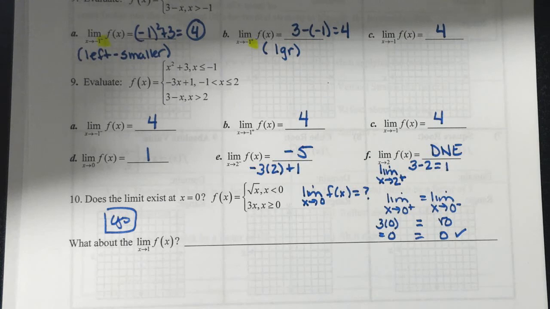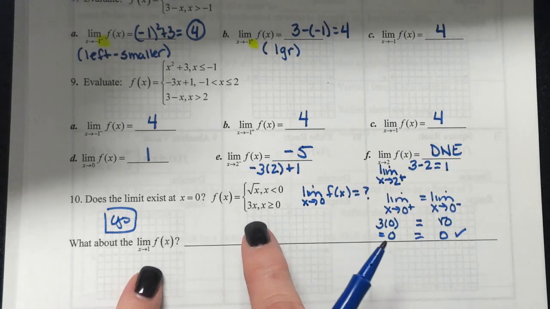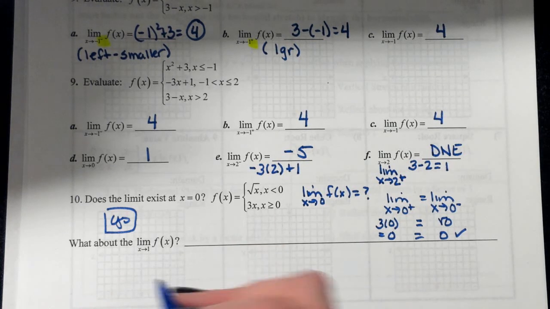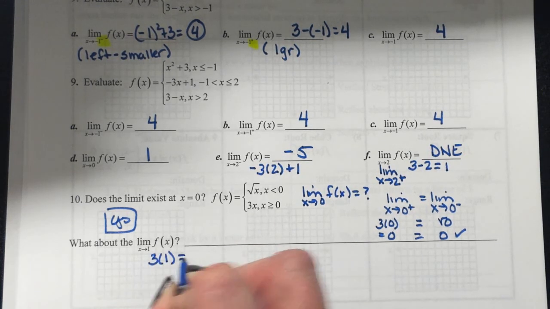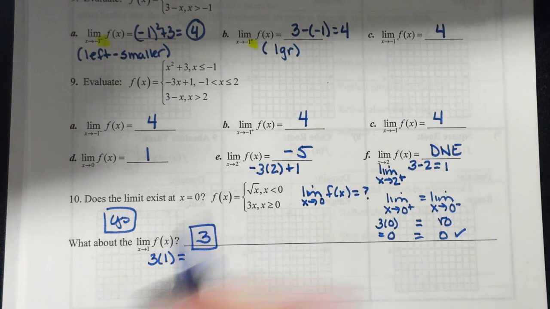What about the limit as x approaches 1? Well, first of all, where does 1 fit? What domain? Does 1 fit into the first equation or the second? Second. So all you have to do is plug 1 into the second equation. So 3 times 1 is just going to be equal to 3. You don't plug 1 into the first equation because 1 is not less than 0. 1 does not fit in that domain.